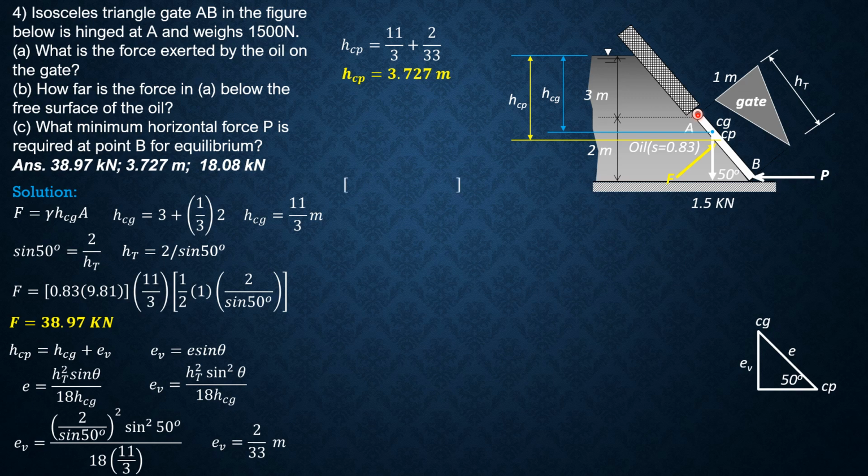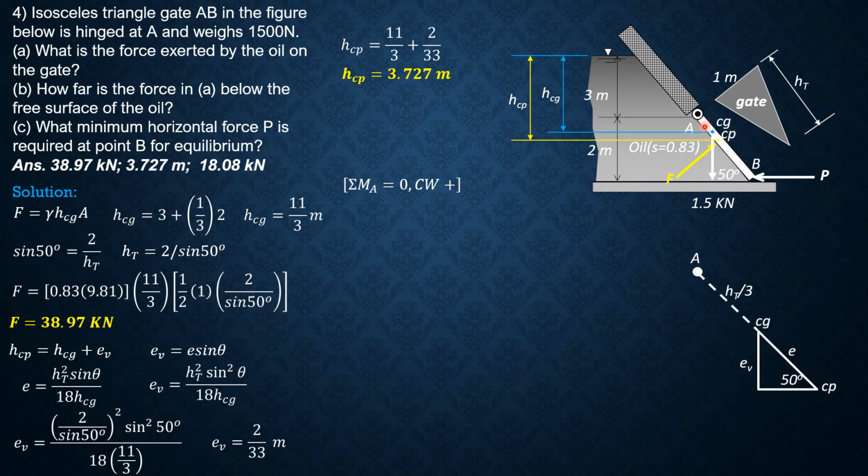So we simply sum up moments about A equals 0, clockwise positive, but before that, let's have the details, especially the distances. So if this is point A, this is the distance of the centroid along the plane of the gate to point A, the hinge. So therefore, this is 1/3 of H sub T. And this is E. This is where F acts. So the moment arm of F is E plus H sub T over 3.